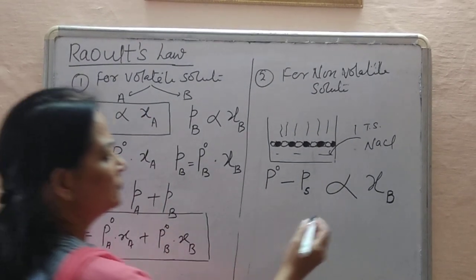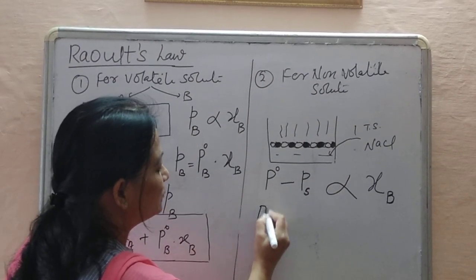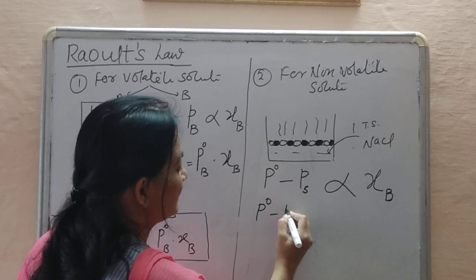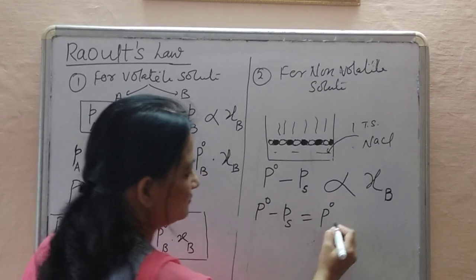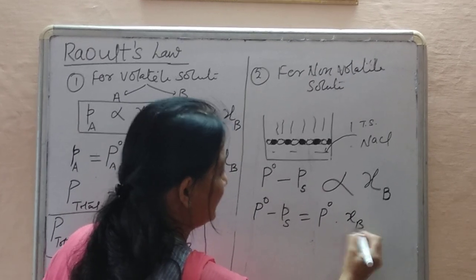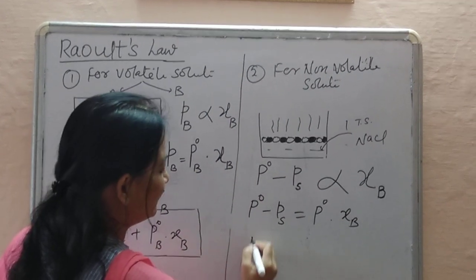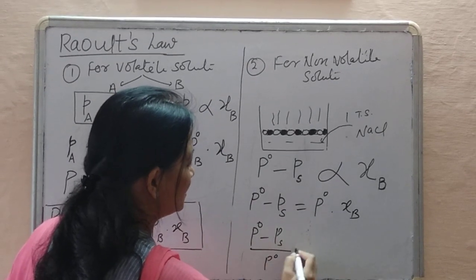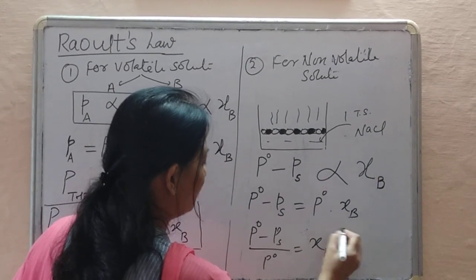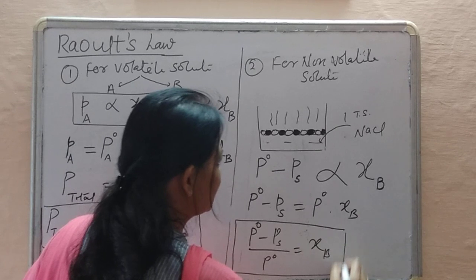And if you have to remove this sign, you have to put one constant, and that will of course be P0 again into XB. Now if we bring this P0 here, we will get a mathematical expression, PS upon P0 equals to XB. Now I will explain you the two basic differences.